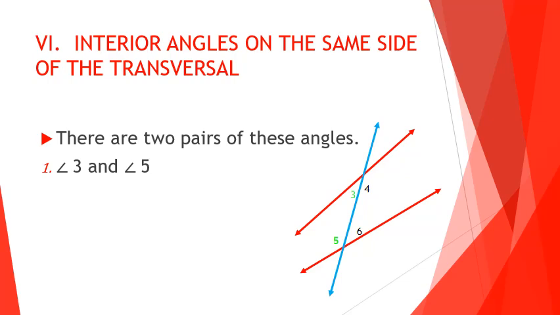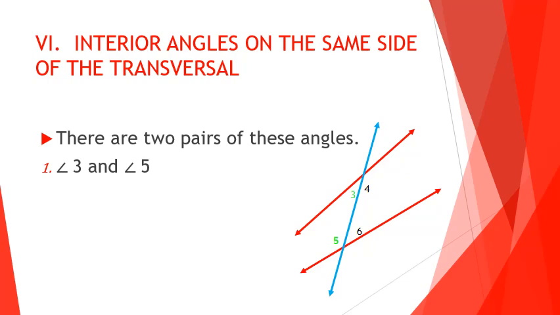Next is interior angles on the same side of the transversal. It is understood. Same side of the transversal means if you draw a transversal, we get two sides, the left side of the transversal and the right side of the transversal. Interior angles means the angles which lie between the two lines. Here the red lines, that is called interior angles. Interior angles on the same side of the transversal.